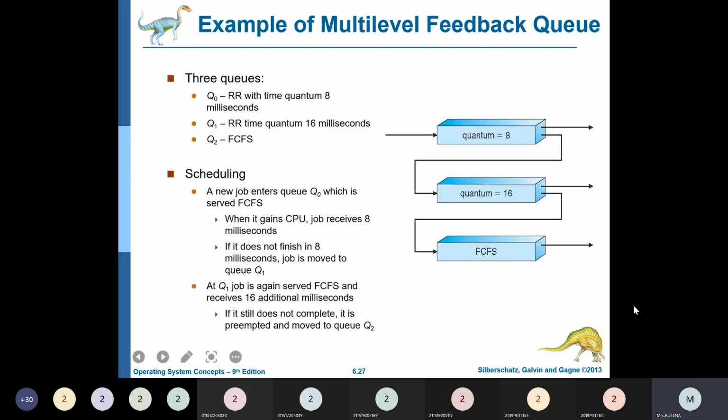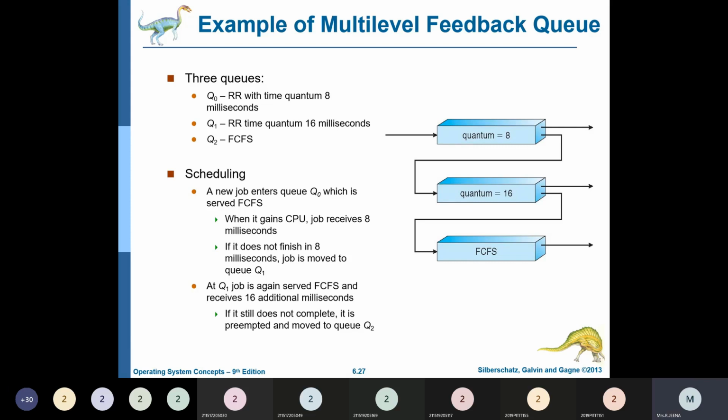Here, see, we have 3 queues. The first one has 8 milliseconds as its quantum time. The second queue has 16 milliseconds as its quantum time, and the third follows FCFS, first come first serve scheduling.